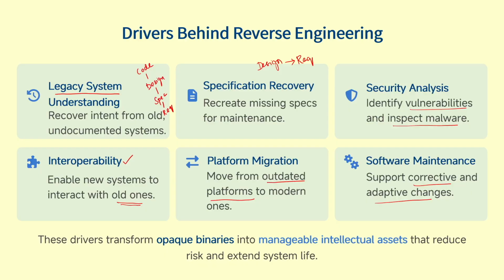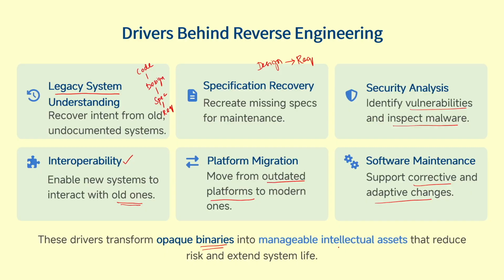So these act as drivers that transform opaque binaries into manageable intellectual assets that reduce risk and extend the system life. We call these binaries because we only have the executable file in hand. Sometimes from the executable file you have to extract the code and then move forward. Okay, so just a binary file will not have any meaning to the human eye. So from that we are trying to build an intellectual asset.